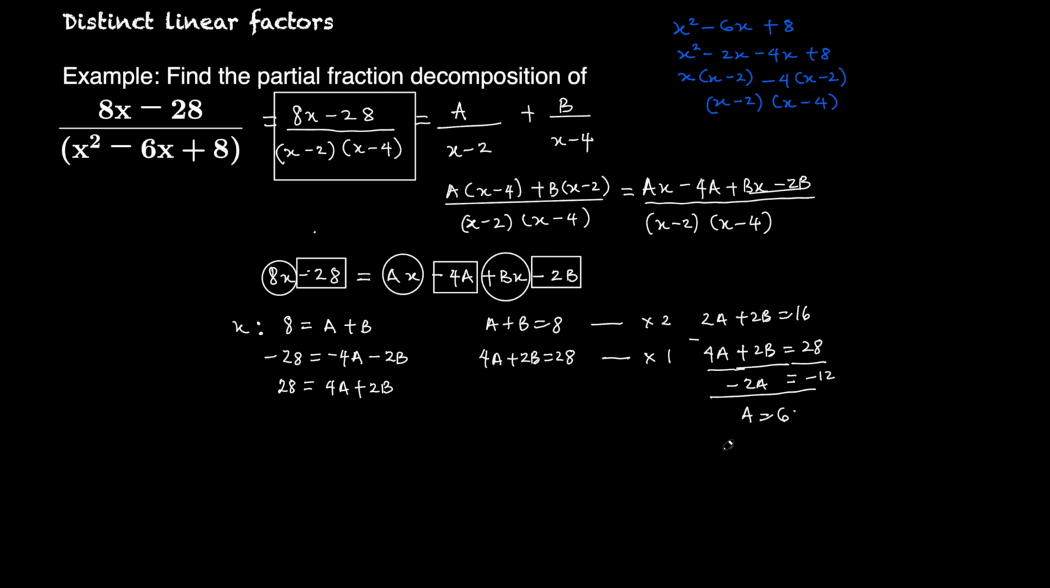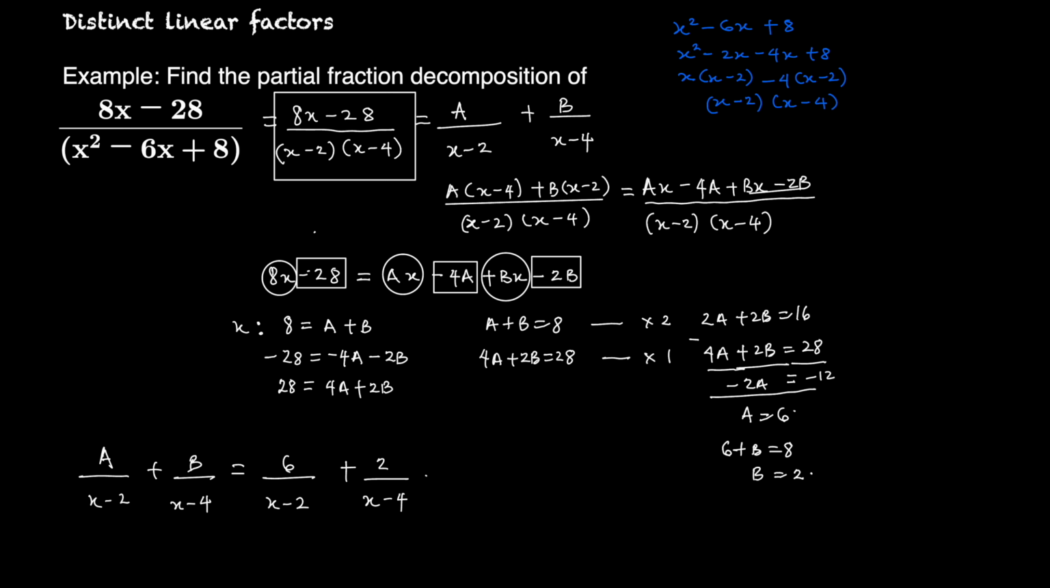Taking that back to the first equation, now that we know that a equals 6, we have 6 plus b equals 8. So b equals 2. Now we can take that back to the starting point. So therefore a over x minus 2 plus b over x minus 4 equals 6 over x minus 2, and b now is 2, which is over x minus 4.